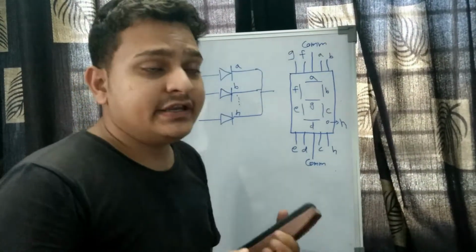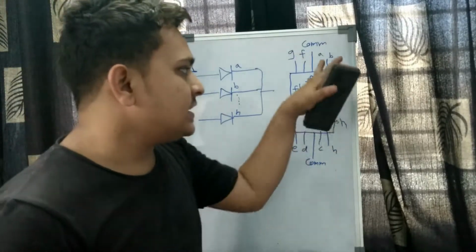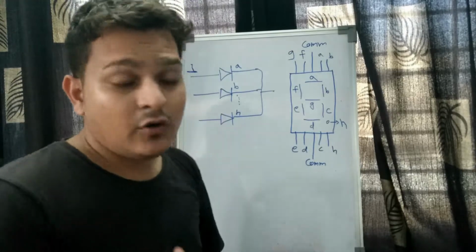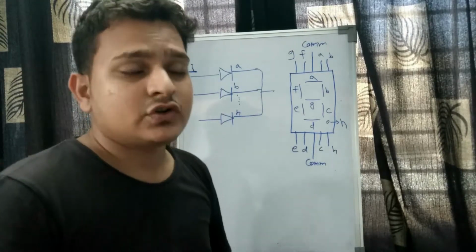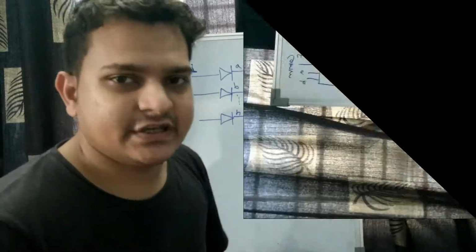Now suppose I want to make a number over here. Suppose I want to make the number 1. I want to glow the number 1 in this 7 segment. So how am I going to do it? I'm going to show you what commands to give for making numbers in the 7 segments.